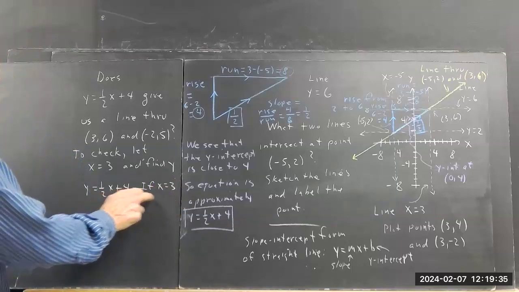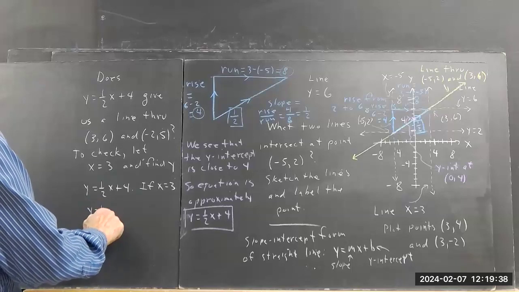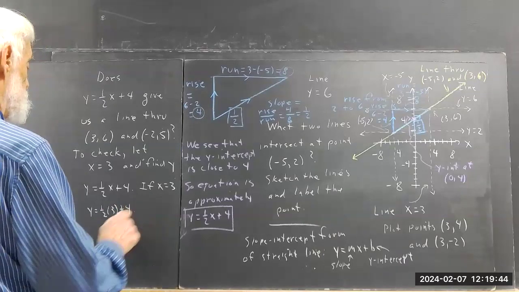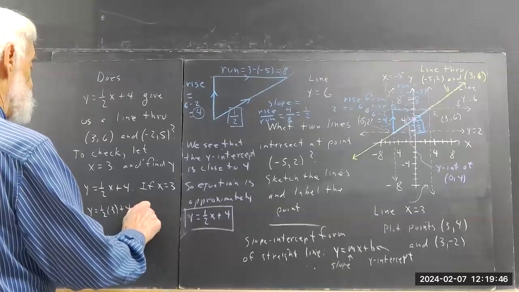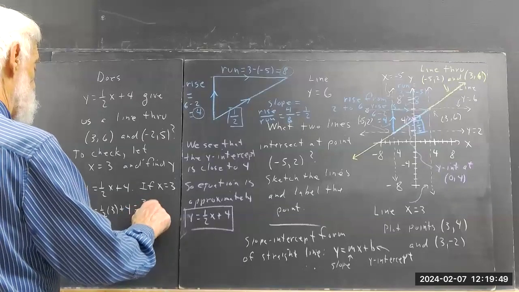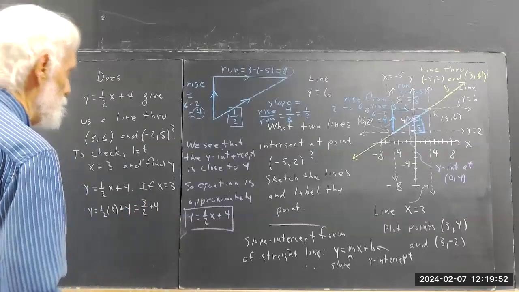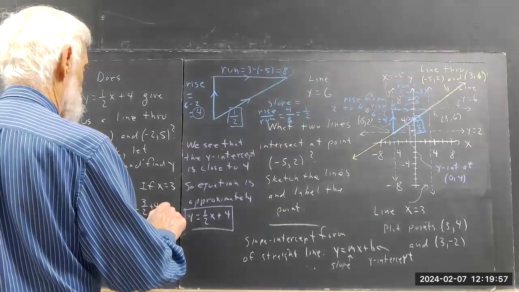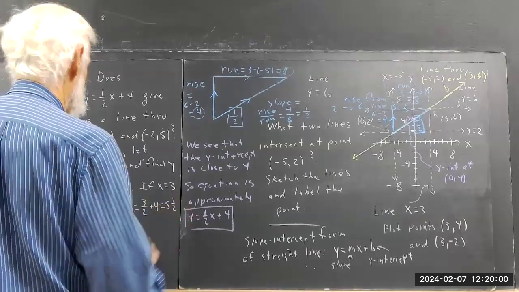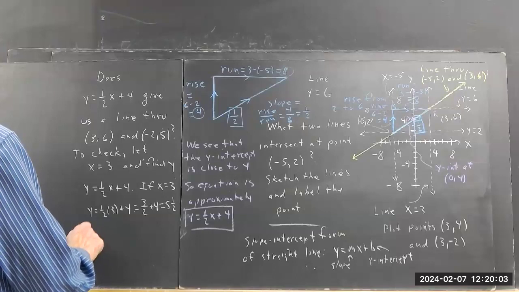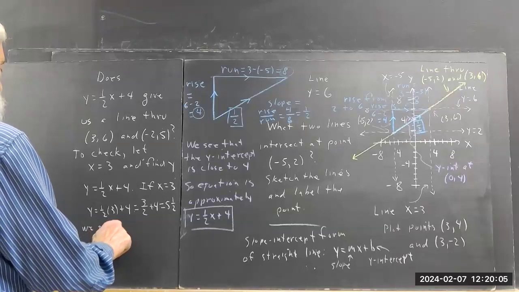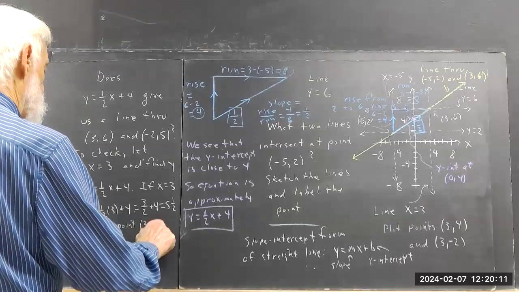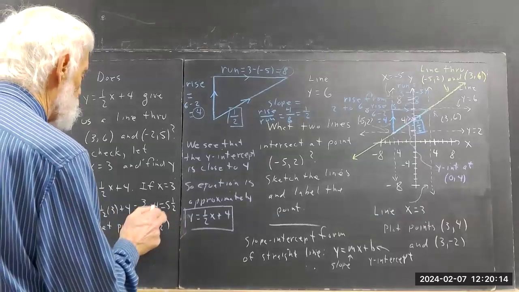y equals 1/2 x plus 4. If x equals 3, y is 1/2 of 3 plus 4. So that equals 3/2 plus 4. If you want to do it as a decimal, it's 1.5 plus 4. One way or another, however you figure this out, it's 5.5. So we get the point 3, 5.5.